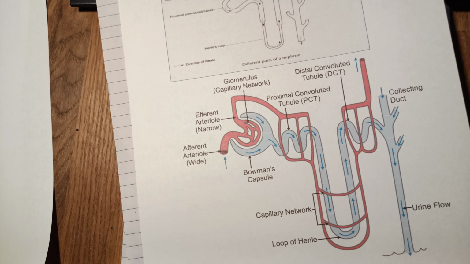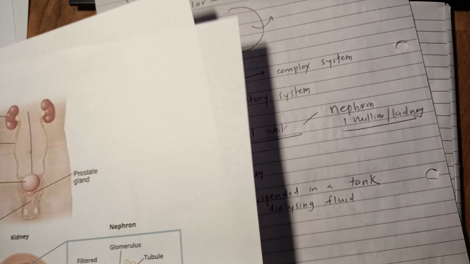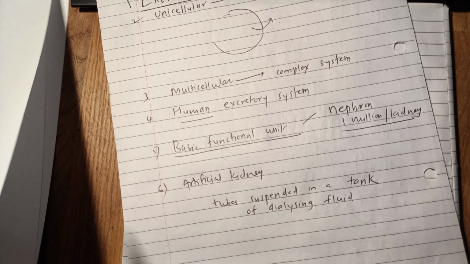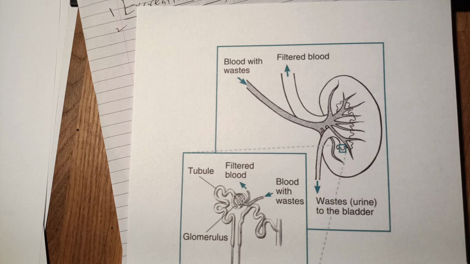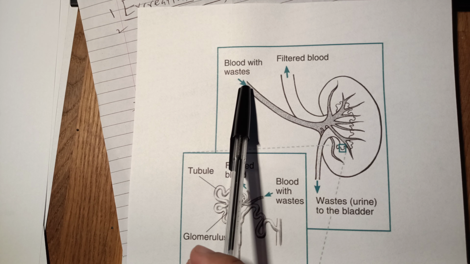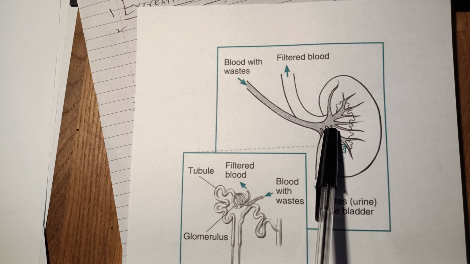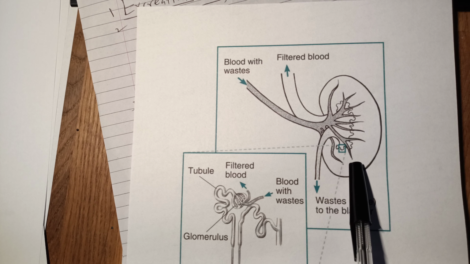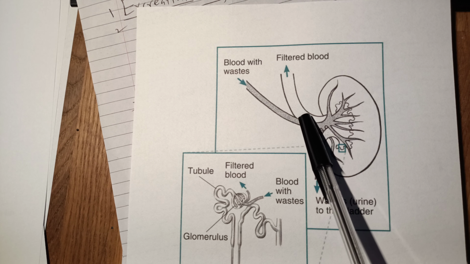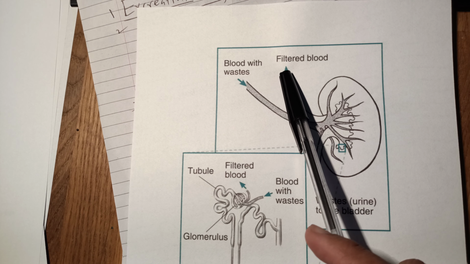Now what happens after the collecting duct? I'll show you in the next slide, the next page here, a diagram. Now this is a very easy diagram to remember. The blood comes with the waste products; the renal artery divides into different branches, and then the blood which is filtered, that is pure blood, goes through the renal vein.